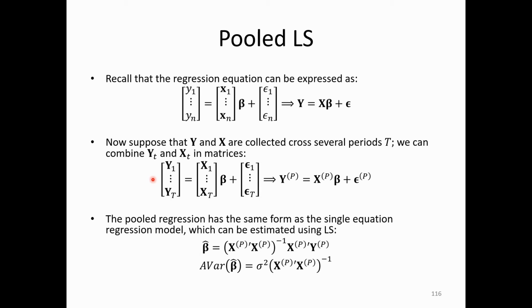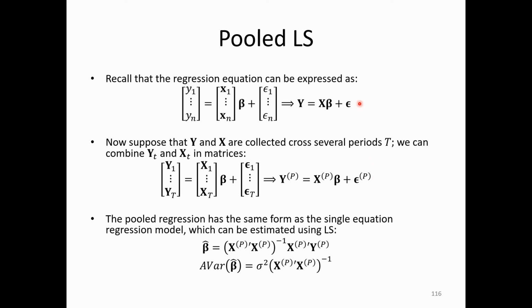Using the same approach as in the cross-section data, we can combine several y vectors and x matrices into one. We now write it down using the partition matrix containing the vectors y sub 1 to y sub capital T and the partition matrix of x sub 1 to x sub capital T, where y sub 1 and x sub 1 are the dependent and explanatory variables collected in the first period until period capital T. We can now denote the partition matrix of y as y upper capital P, where P stands for pooled, as well as for x and epsilon. So we have an expression similar to the regression equation above.